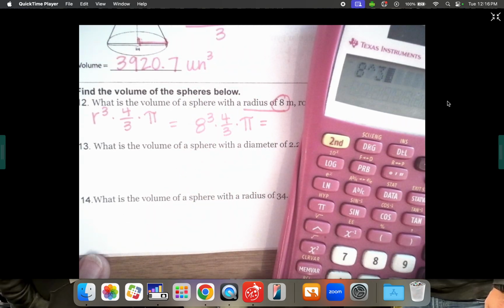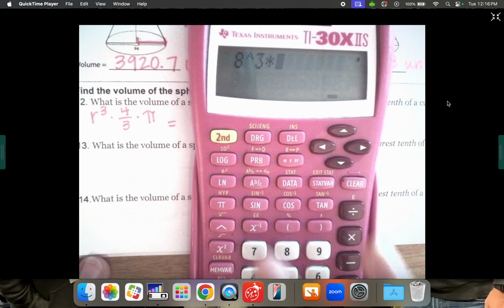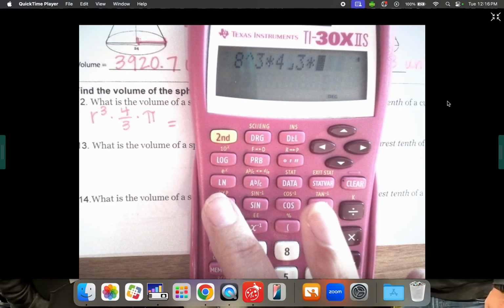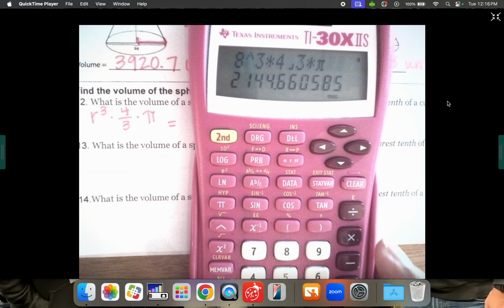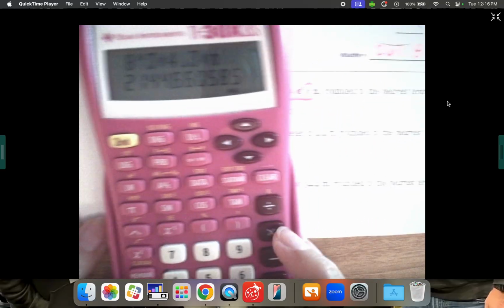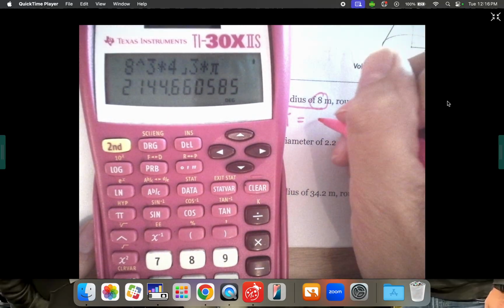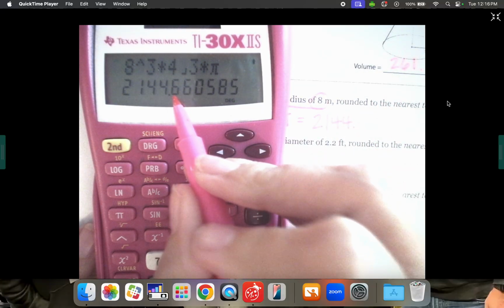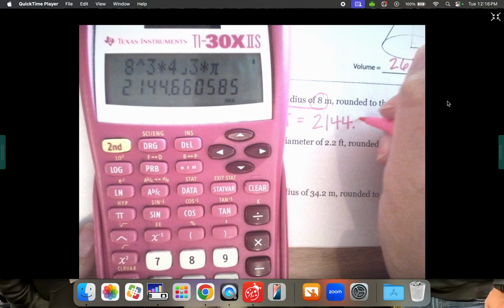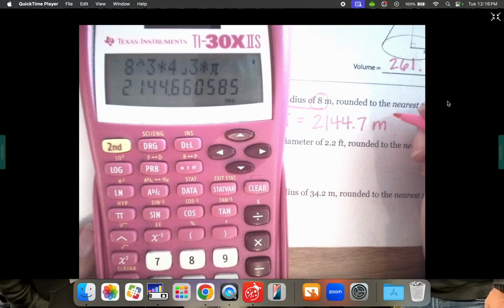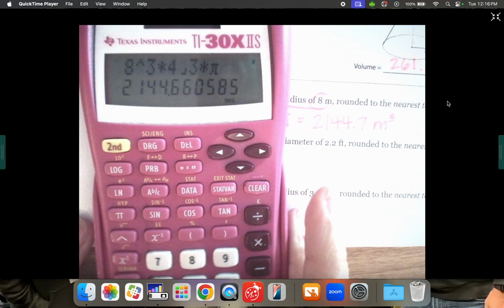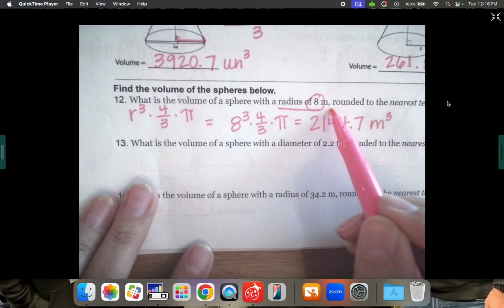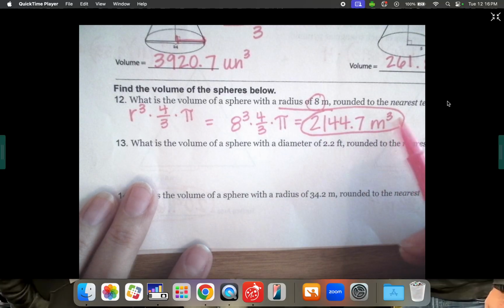That means to the power of 3 times 4/3. I have to use my ABC button for 4/3 times pi button equals 2,144.6, but the one after that is going to bump it up, so 0.7, and it does give us meters as our label. Again, on Delta Math, I don't think you put in a label.